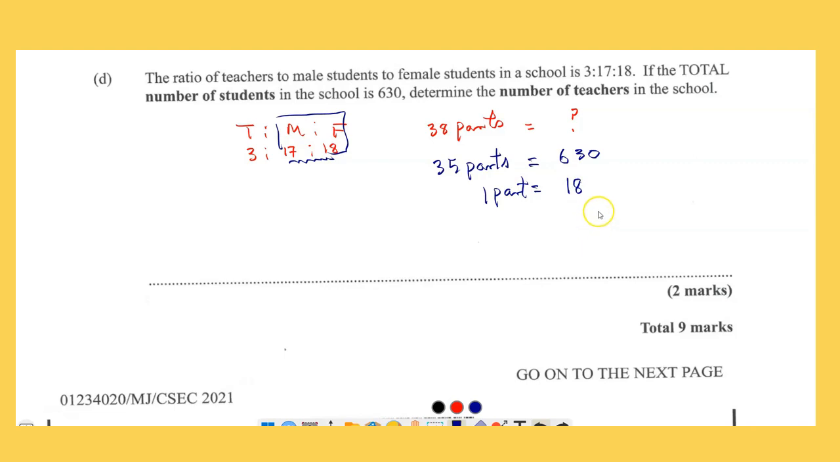Now it means that we can work out the number of teachers. Teachers are 3 parts. So if one part is 18, teachers represent 3 parts, so 3 times 18, that's 54. So the teachers there would be 54.